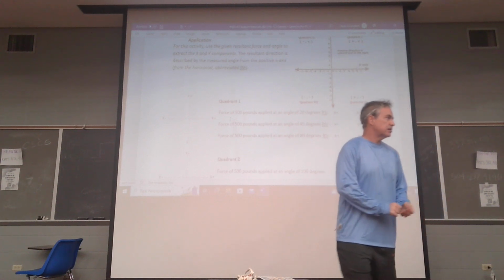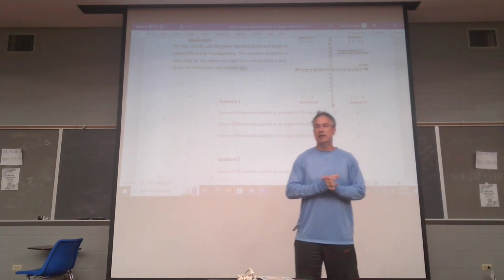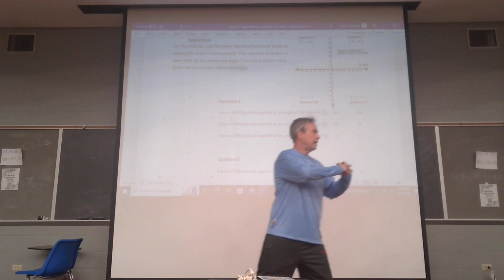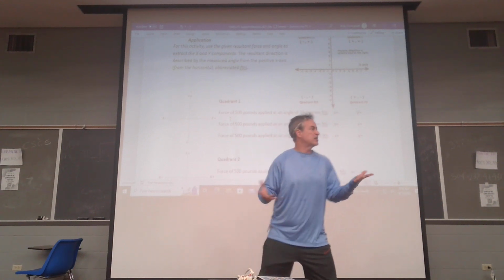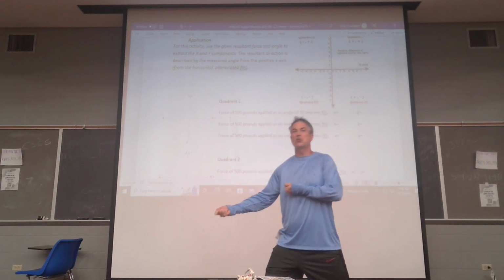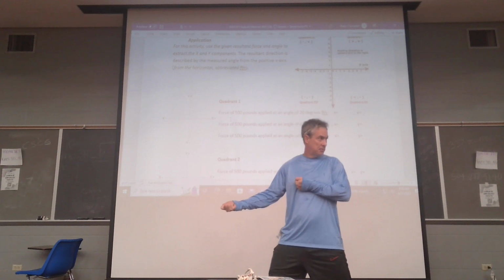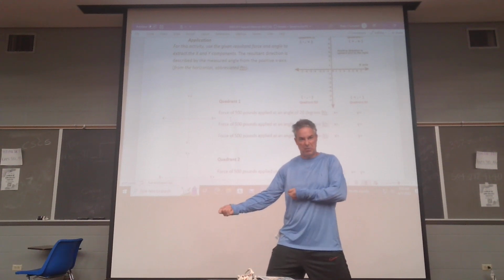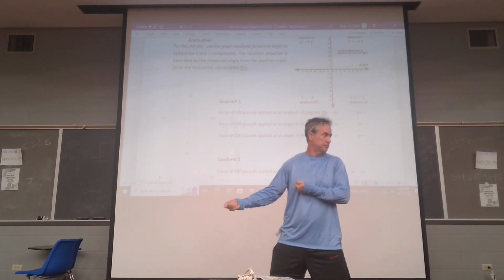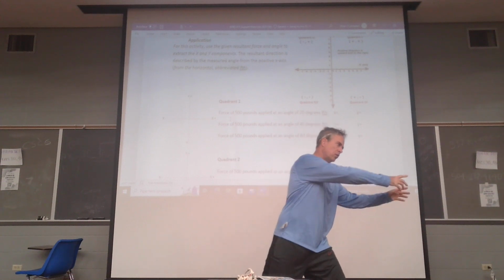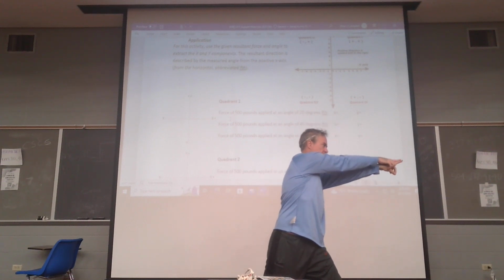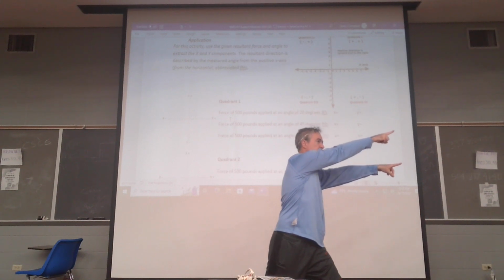So here is the question, trying to put it in layman's terms. We have a force of 500 pounds. Let's say you're pulling a rope onto something and you have a strain gauge and you're able to measure how much you're pulling on the ground. All I'm saying is that a force of 500 pounds is being applied at an angle of 20 degrees from the horizon. That's all we're saying.